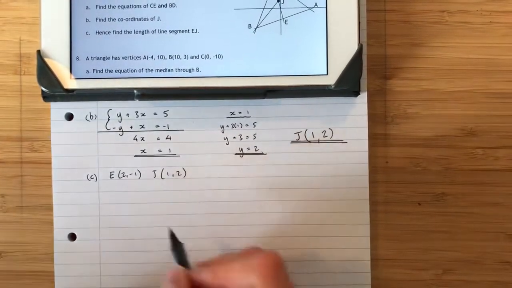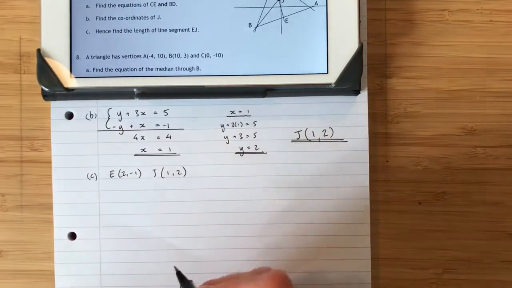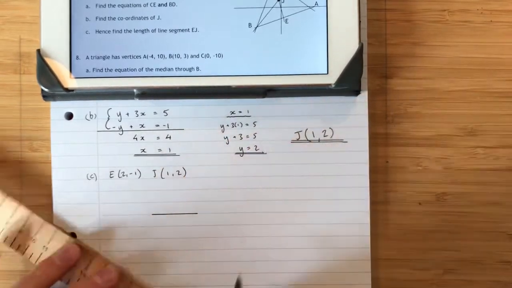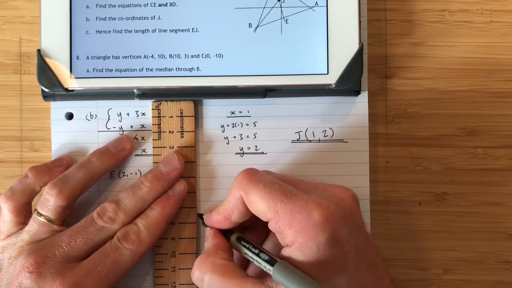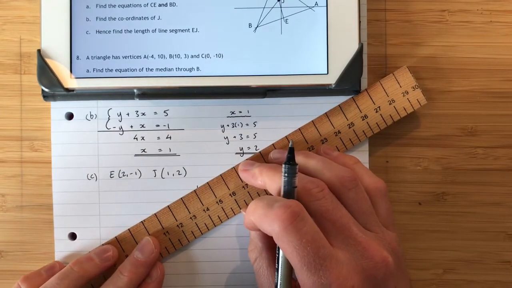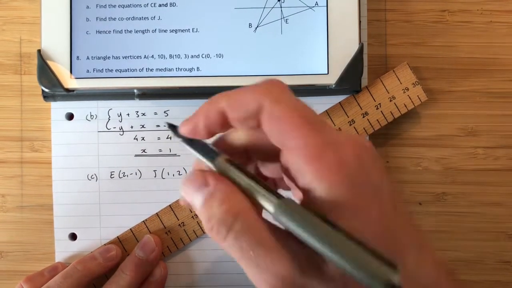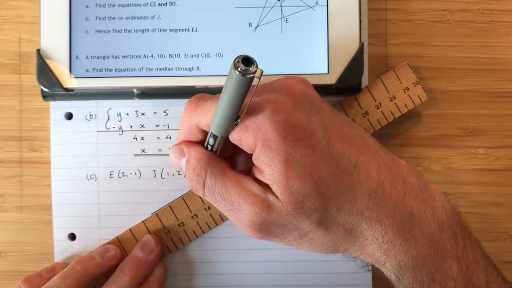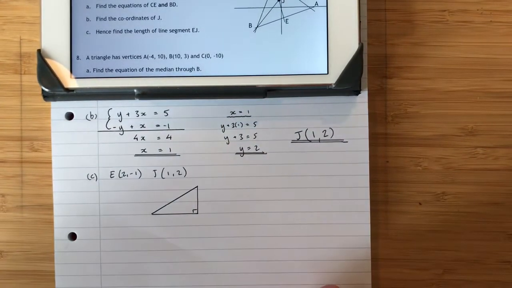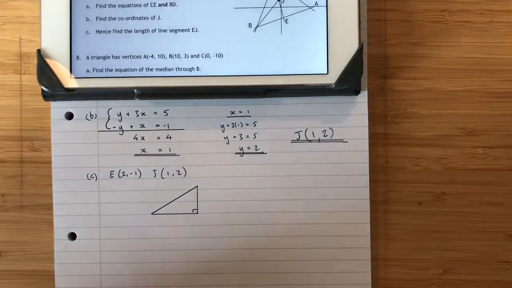Anyway, I want the distance from E to J. So I'm going to make a right angle triangle and just do Pythagoras. By the way, I'm not even remotely thinking about doing this triangle to scale. I am just drawing an arbitrary right angle triangle. I don't really care if it looks to scale or not, as long as it's got a right angle on there and I put the right things in the right places.